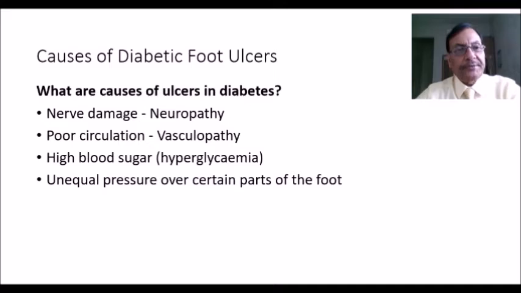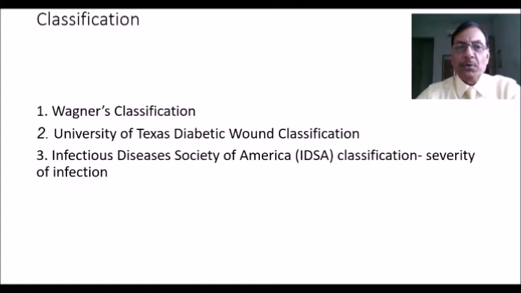Now let us understand what the causes of ulcers in diabetes are. Why does it happen so often? It is mostly due to neuropathy, the nerve is damaged. Partly due to poor circulation, called vasculopathy. There is already high blood sugar or hyperglycemia in the patient, and unequal pressure over certain parts of the foot because of certain deformities.